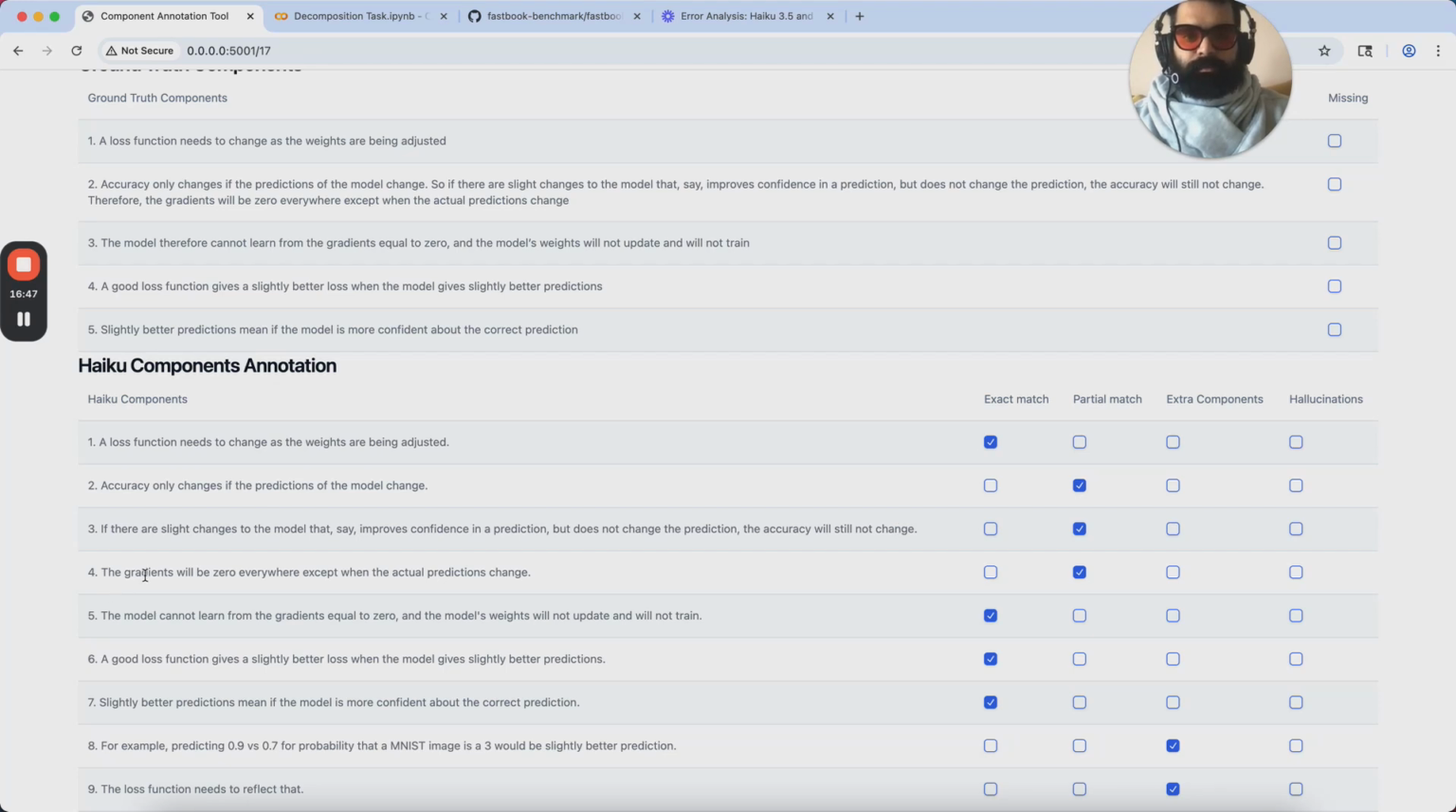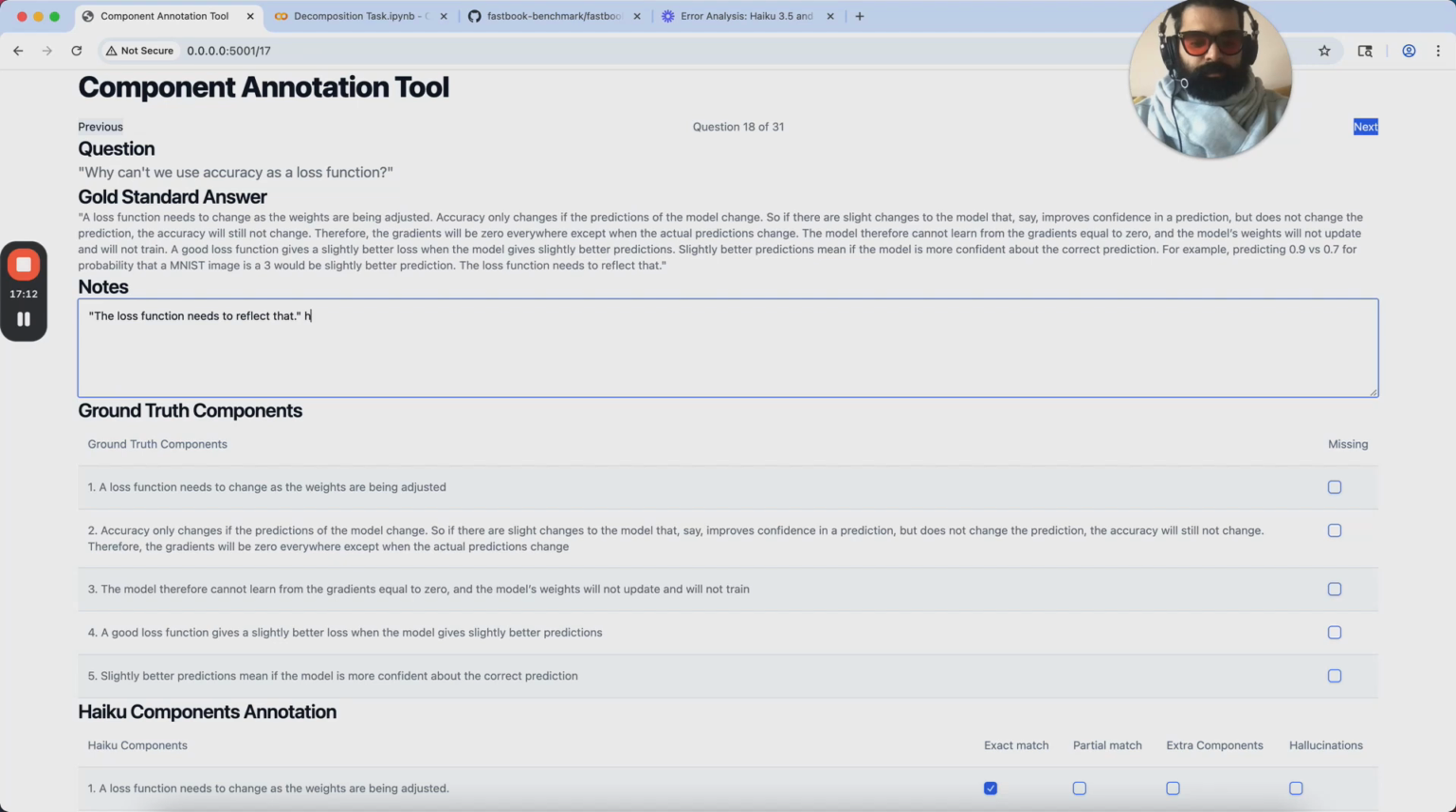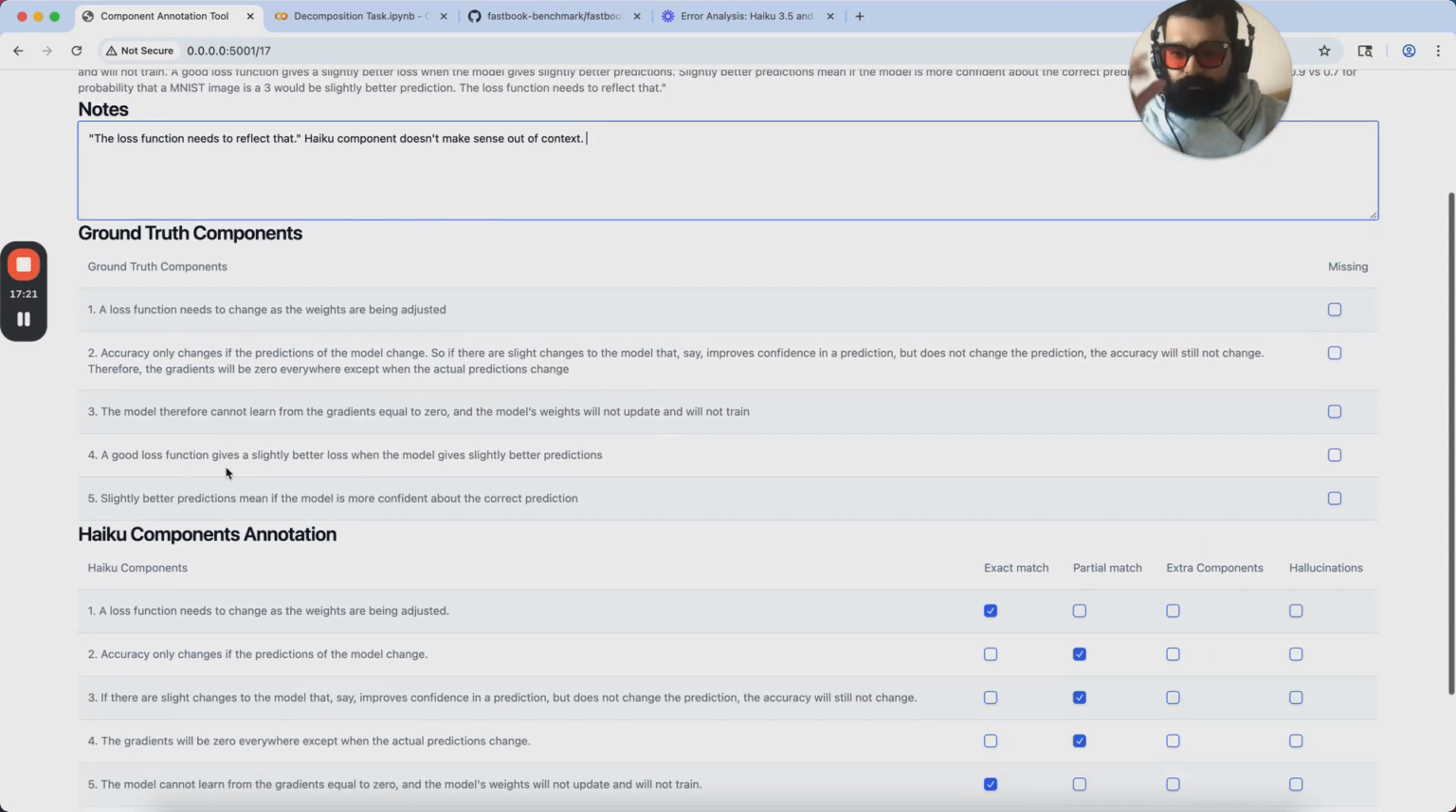The gradients will be 0 everywhere except when the actual predictions change. The model cannot learn from the gradients equal to 0. The model weights will not update and will not train. So that's an exact match. And then this one here, so I'm going to say this Haiku component doesn't make sense out of context.